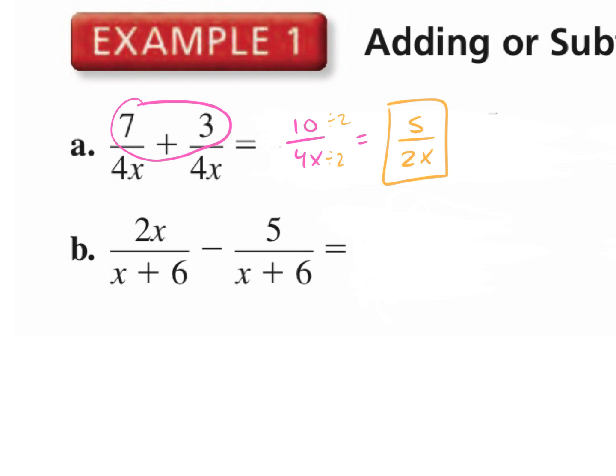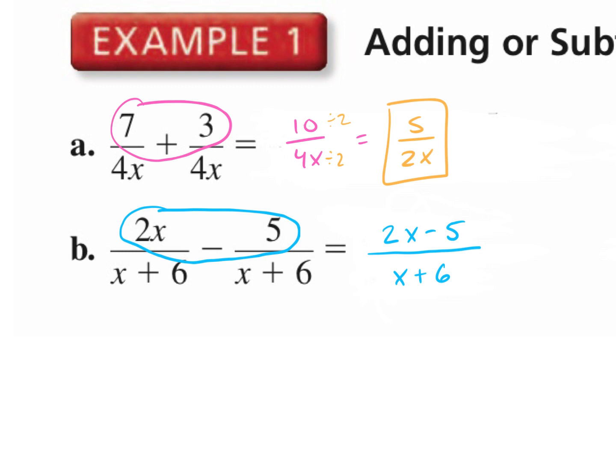All right, let's look at B. So B, we are subtracting. So same thing, subtract the numerators. Are these like terms on top? No. So how would I write it? Just 2x minus 5. We can't combine them because they're not like terms, so we just leave it as 2x minus 5. And what's on the bottom? X plus 6. Perfect.